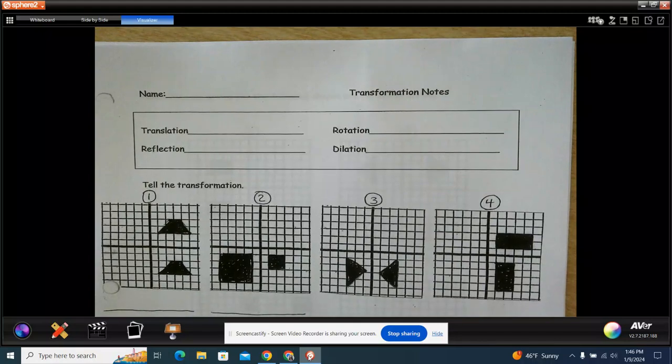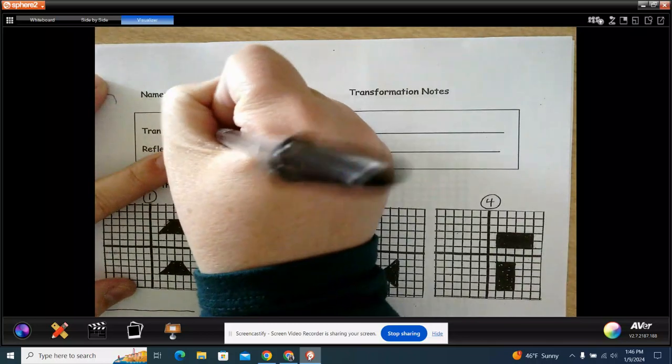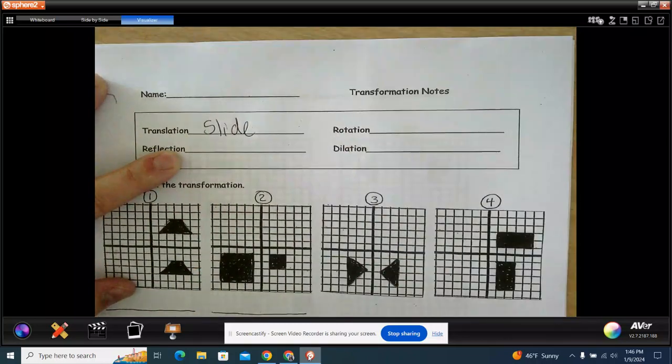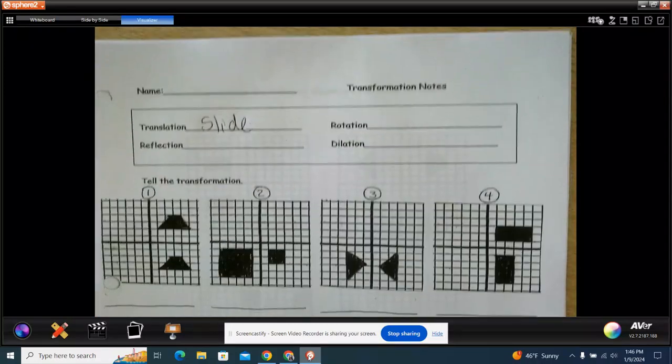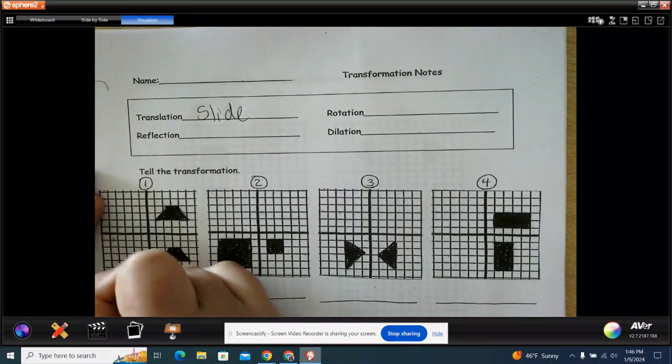Today we're going to look at transformations. So there are 4 types of transformations. It's taking an image and doing something with it. So the first transformation is called translation. This is where we slide the image over. The orientation stays the same, but the image has been moved. So number 1 is a translation.